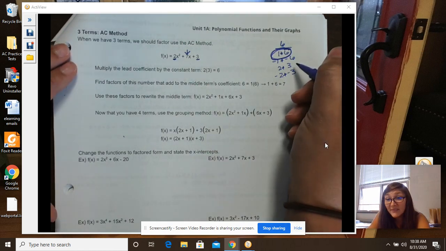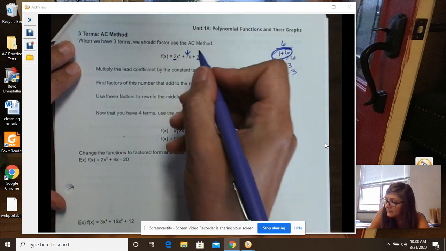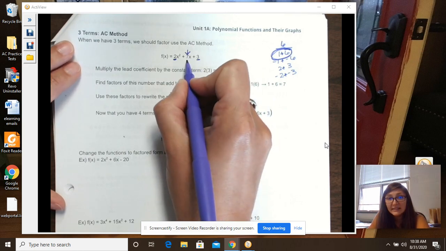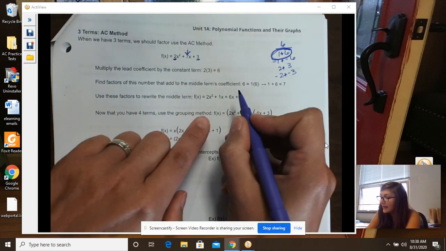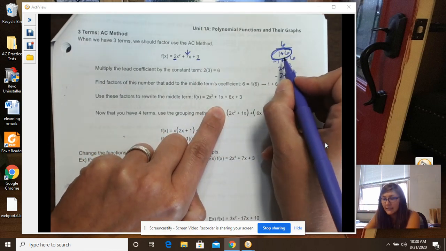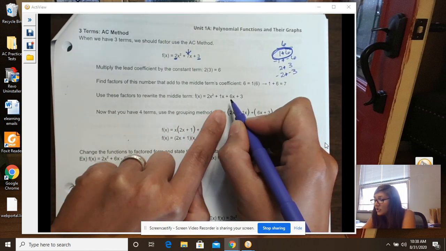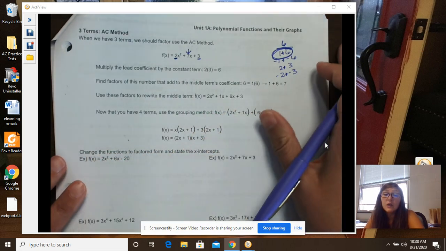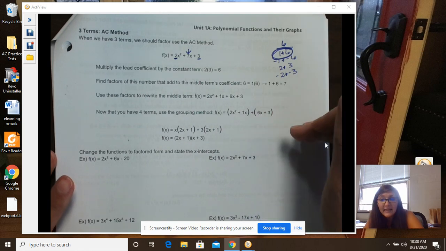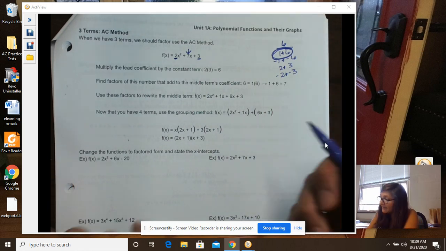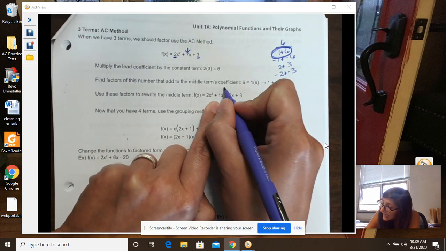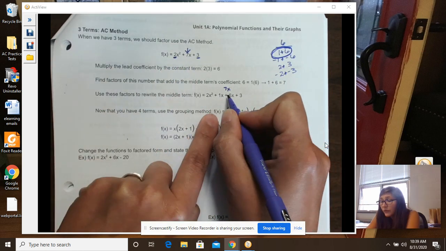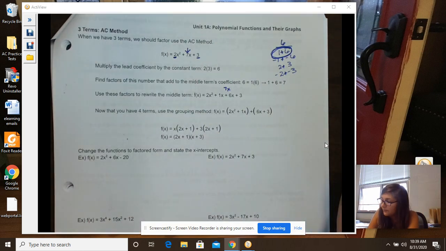So what do I do with these factors of 6? I actually use them to rewrite this middle term, okay? So instead of keeping 7x, I'm actually going to split that up using the factors that I picked here. So instead of 7x, I'm going to just rewrite that as 1x plus 6x. This is okay to do because I haven't actually changed the problem. If I were to combine these like terms here, I would get back to 7x, which is what we started with. Okay, so I'm rewriting this, but I haven't changed it at all.